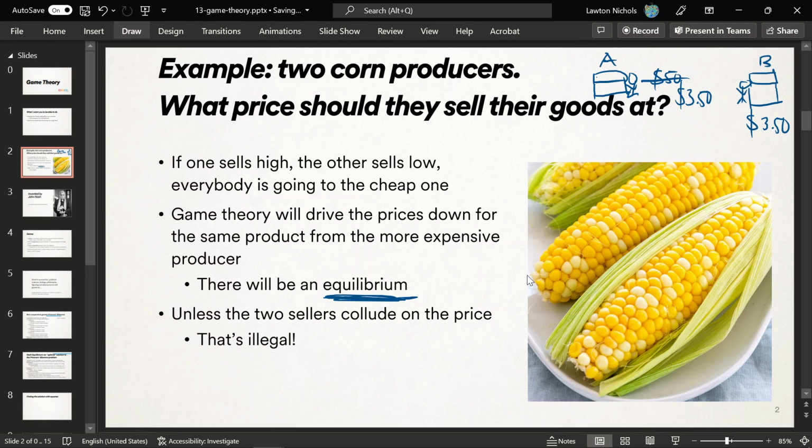This is all true unless they do something illegal. If they collude on the price, then they can both set the price to 50, and everybody has to spend $1 million for corn. That's totally possible. But luckily that is illegal, at least in the U.S. right now. So game theory will tell us the trustworthy answer, if they're not doing silly things. So that's what I'm going to talk to you about in these slides.